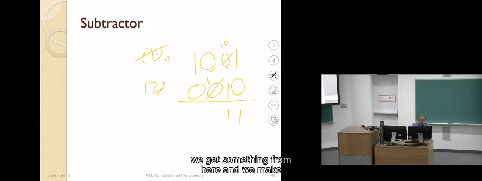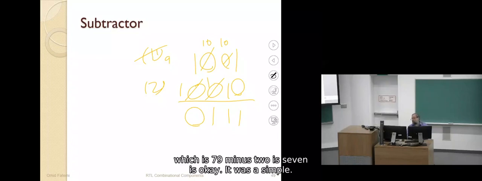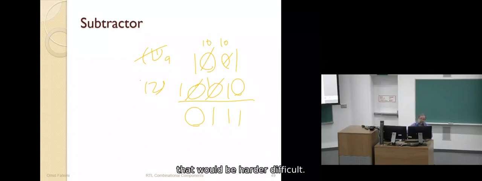So again, we get something from here, and we make it 10. 1 from 10 is 1. And then we have 1 from 1 is 0. So the result is 0, 1, 1, 1, which is 7. 9 minus 2 is 7. So it is okay. It was simple. If the number was smaller than the second number, that would be harder, difficult. So this is my first suggestion, but I didn't want to do this.